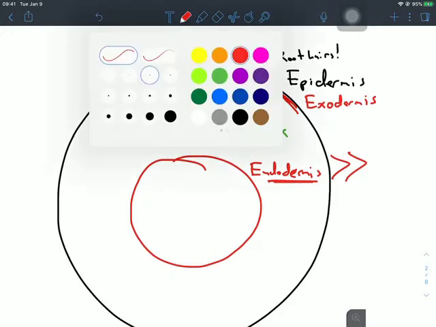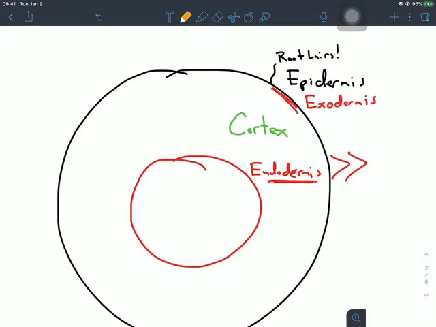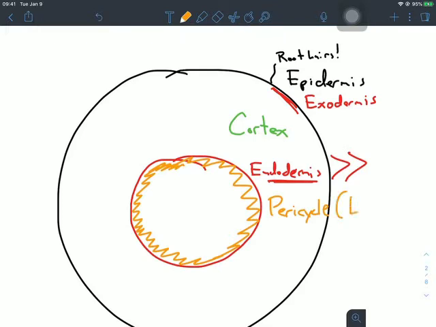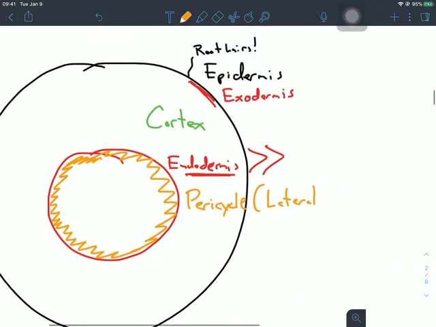Now, interestingly, there's a non-filtering layer right underneath the endodermis. We have a living layer of ground tissue surrounding directly underneath the endodermis that's used metabolically for storage, for energy, for growth, called the pericycle. And it is from the pericycle that you're actually getting your lateral roots.